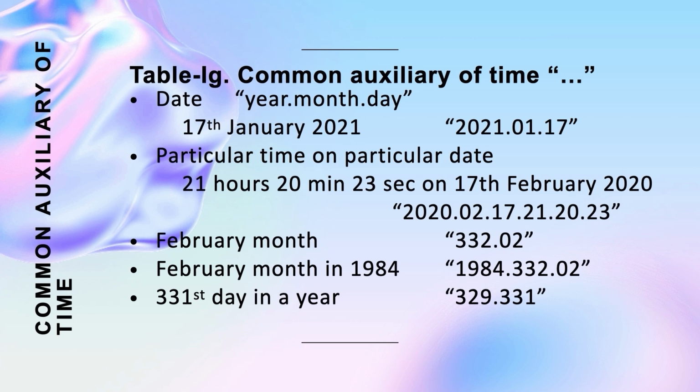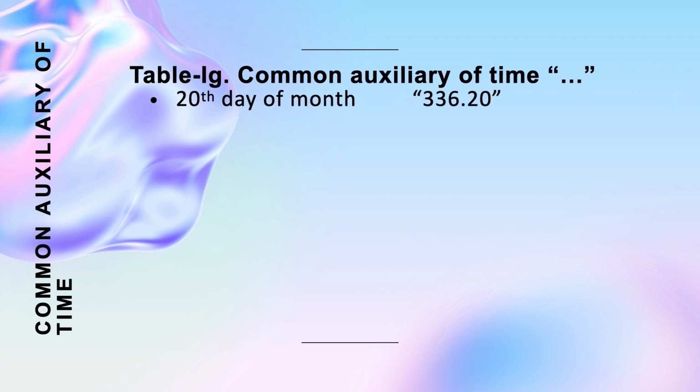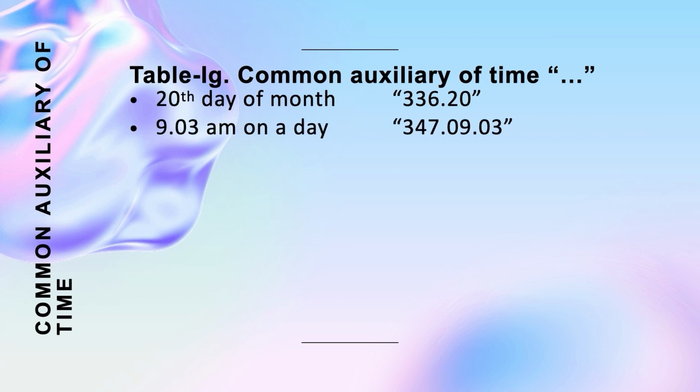The next example is the 331st day in a year. It will be 329, that is the day of the year, dot 331, the 331st day in the year. Another example is the 28th day of a month. Day of a month is 336, then the 28th day, dot 28, within double quotation marks. Then 9.03 AM on a day: 347, that is the time on a day, then dot 09, that is 9 hours, and dot 03 for 3 minutes.